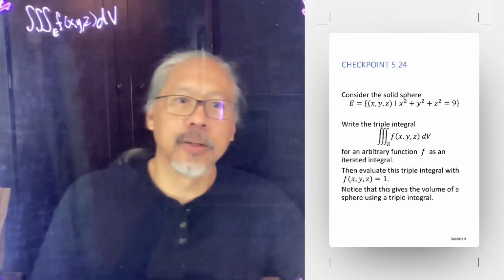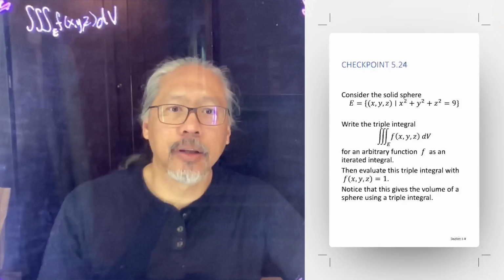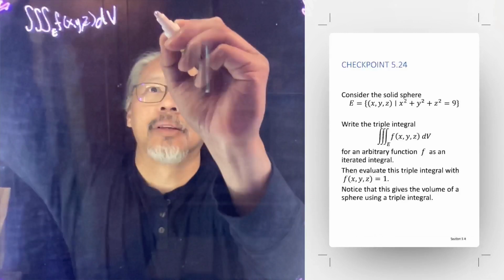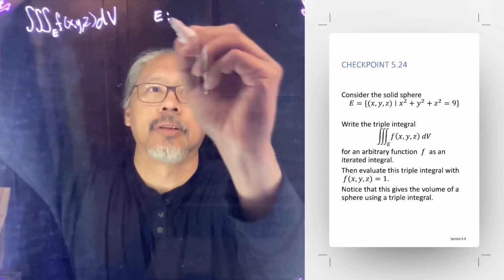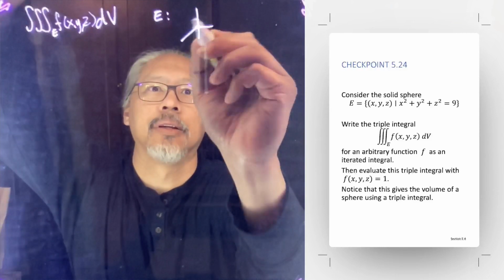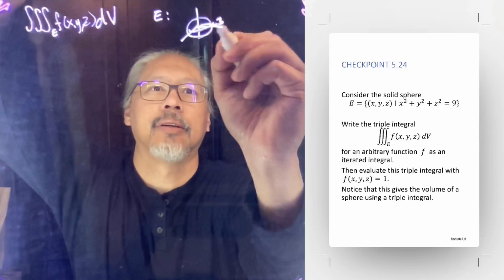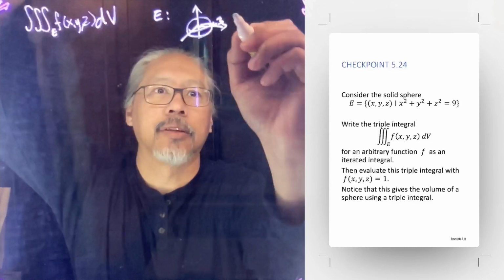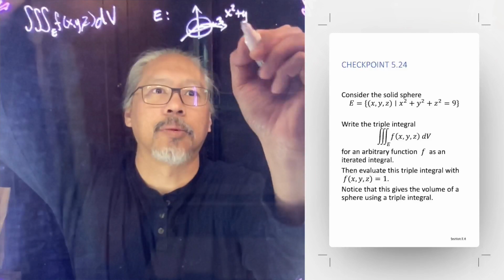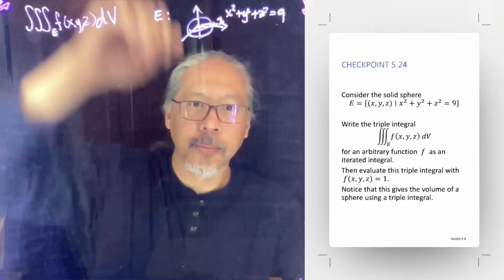Hello, we're doing checkpoint 5.24. Here we have a triple integral and they want to see what this integral is over the solid E, where E looks like it'll be a sphere, radius 3, and that's described as x squared plus y squared plus z squared is equal to 9.